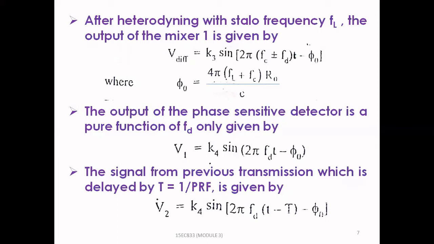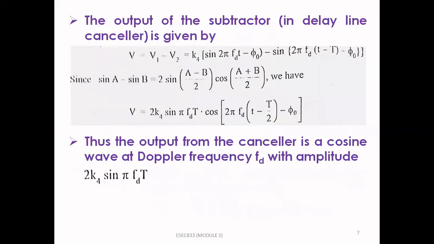The signal from the previous transmission, which is delayed by capital T equal to 1 by PRF, is given by V2 equal to K4 sin (2 pi FD (T minus capital T) minus phi naught). The output of the subtractor in the delay line canceller is given by V equal to V1 minus V2, equal to K4 [sin (2 pi FD T minus phi naught) minus sin (2 pi FD (T minus capital T) minus phi naught)].